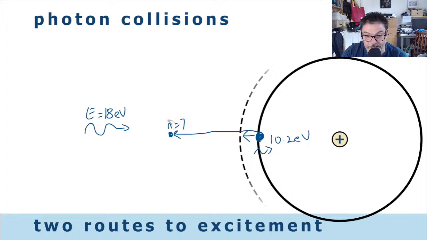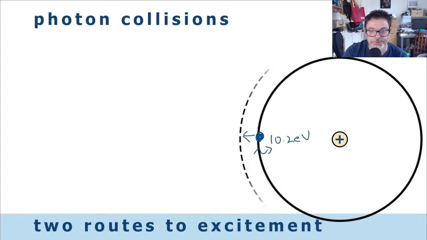Now, more likely, because 18 is unlikely to happen really, especially when you think 13.6 is the ionization energy. Suppose we come in then with a photon this time of 10.4 eV.